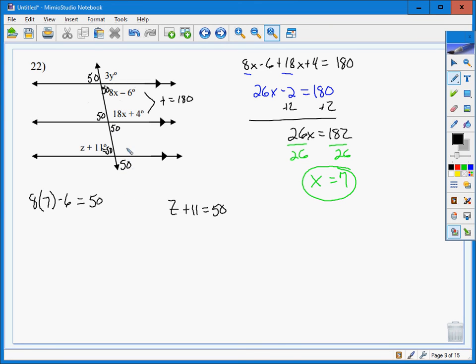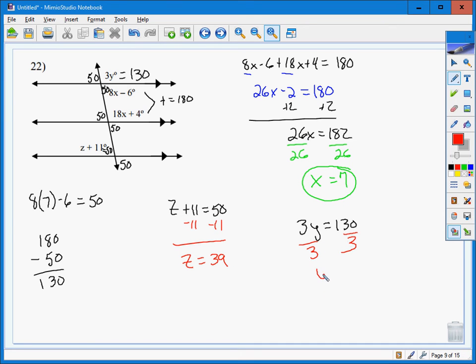The other one I'm going to have to take 180 and subtract the 50 from it, because all the remaining angles are 130 degrees, and that's my other equation, 3y equals 130. And solve both of these. Subtract 11. Z equals 39. Divide both sides by 3. This one would again be a repeating decimal, so I'd rather you left it as that improper fraction. And again, there are my three variable answers.